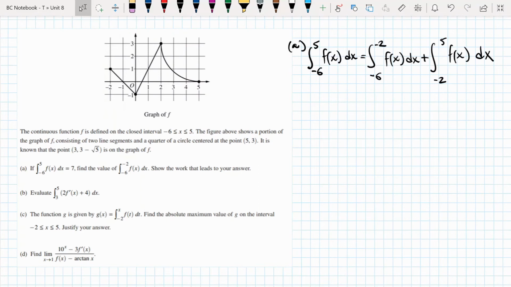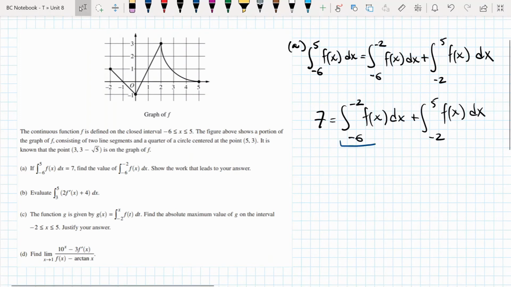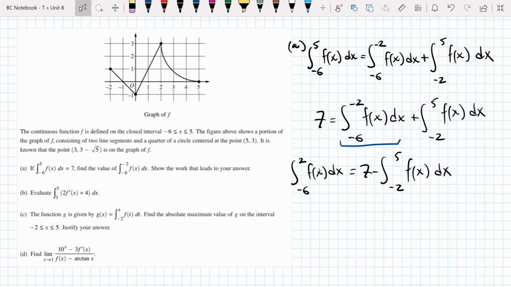So we can rearrange this a little bit. So we have 7 is equal to the integral from negative 6 to negative 2 of f of x dx plus the integral from negative 2 to 5 of f of x dx. And let's solve this for this term right here. So I'm going to subtract the integral from negative 2 to 5. So our answer for this first part, this integral, is going to be equal to 7 minus the integral from negative 2 to 5 of f of x dx. Okay, and the question is, how are we going to evaluate this right here? This is what we want to evaluate. And we're going to use the graph to do that.